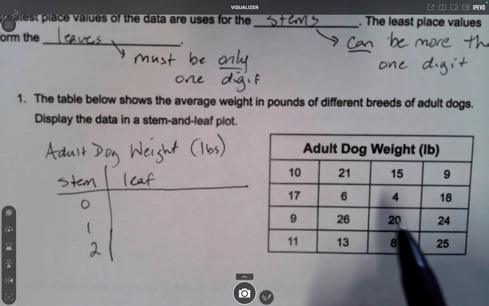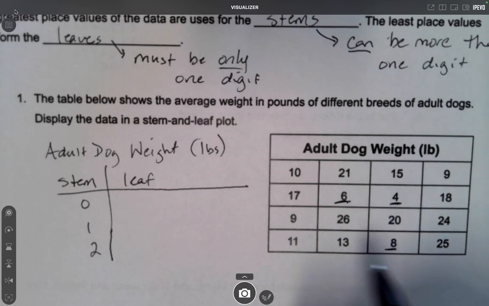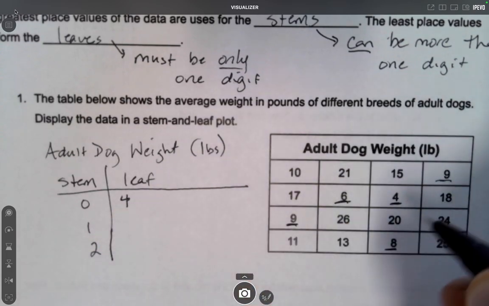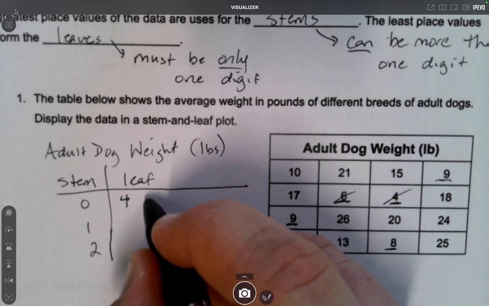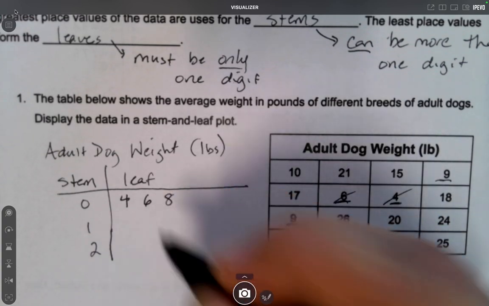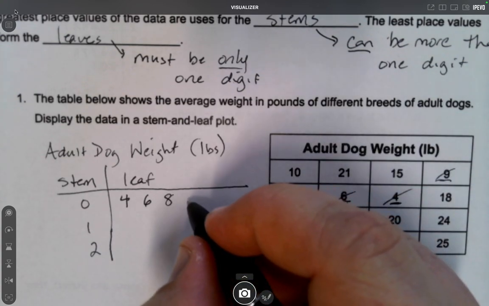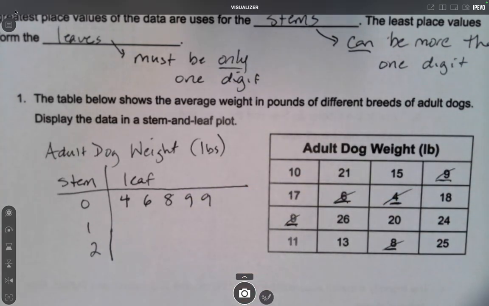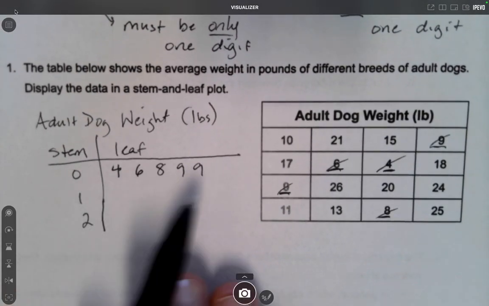So let's look at the single digits we have. We have 4, 6, 8, and then 2 nines. Now we do need to list them in order from least to greatest. So the smallest we have is a 4. Cross that off so I know I've used it. Next we have a 6, so we put that there. Next we have an 8. Then we have 2 nines. Now if you have a number show up twice in the data, you need to also make sure it shows up twice in the leaves. So that covers everything from 0 to 9.